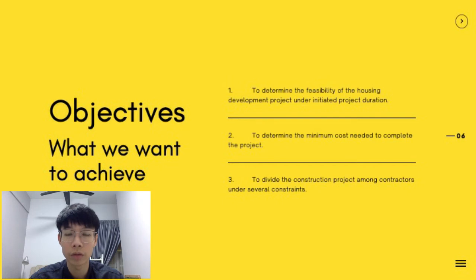The main objective of this research is to formulate a mathematical model for housing development project case study under the given constraints. Meanwhile, 3 subsequent objectives of this research are to determine the feasibility of the housing development project under initiated project duration. Secondly, to determine the minimum cost needed to complete the project. And third, to divide the construction project among contractors under several constraints.